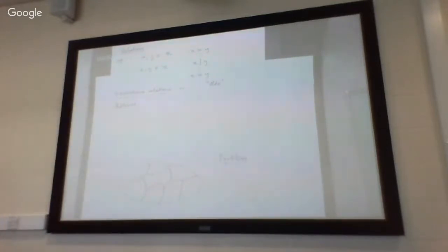So there are three properties that it has. It has to be reflexive. Let's call this large set X. We've got these little elements, little x, inside it. For every x in the set, x is related to itself.